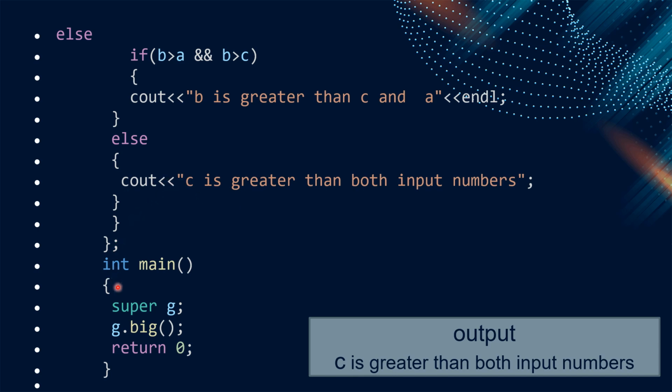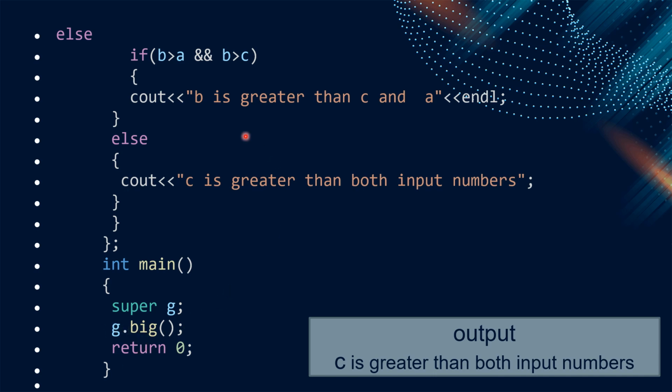And after that I am creating the object to access whatever is written in the class. So I am taking Super as the name of the class and z as the object name, and to call the function I am taking z dot big, and return 0.